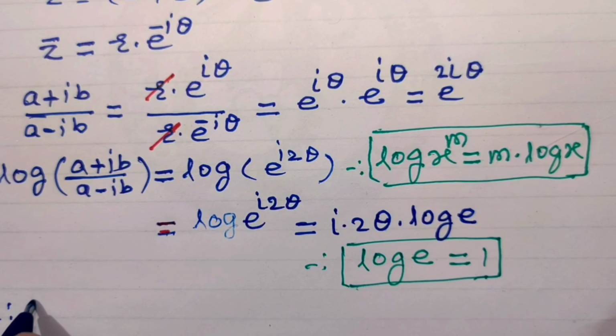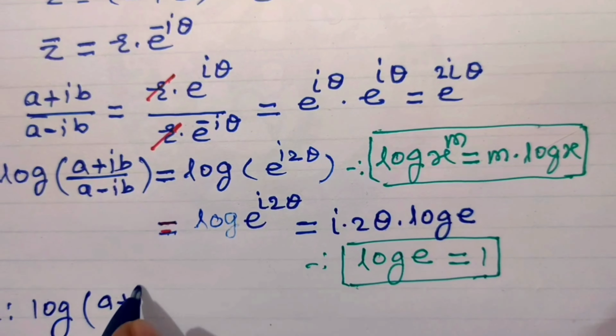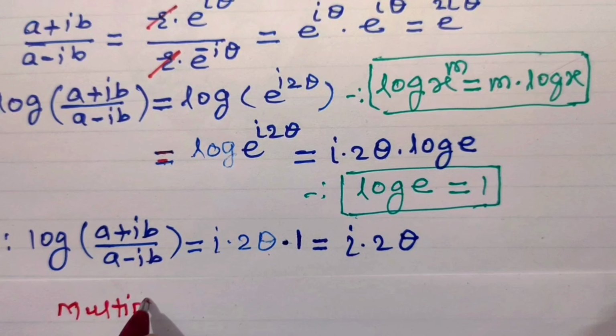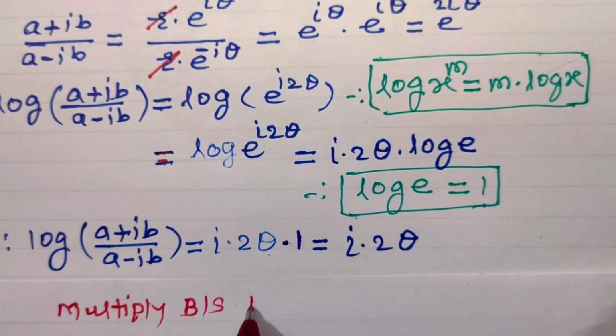Hence logarithm of (a plus ib) divided by (a minus ib) is equal to i into 2 theta. Multiply both sides of the above equation by the imaginary unit i.